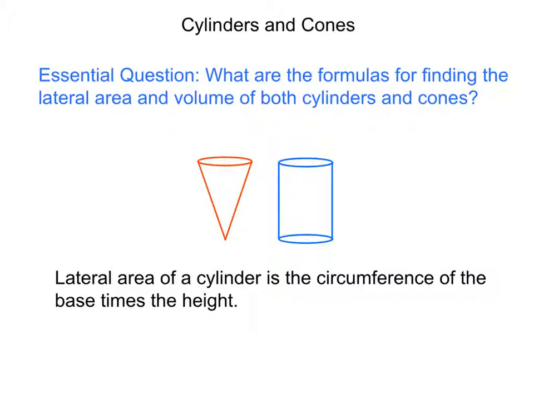So let's first consider the lateral area of a cylinder. The lateral area of a cylinder is equal to the circumference of the base times the height. Or abbreviated, this is simply 2 pi r h, where r is the radius and h is the height.